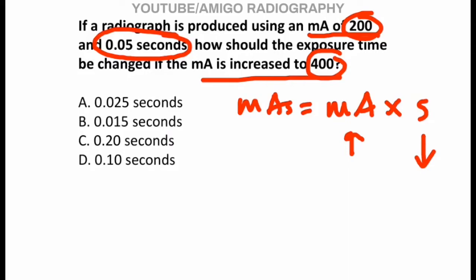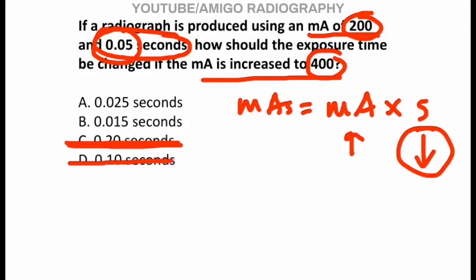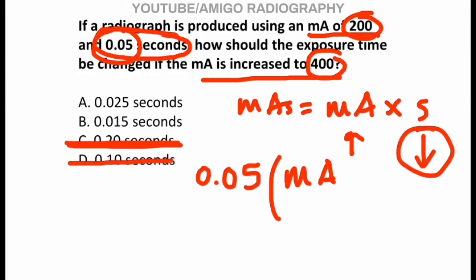If our exposure time must decrease from 0.05 seconds, there's already a few options that we can eliminate. We know that C cannot be correct, and as well D cannot be correct because both of those are larger than 0.05 seconds. There are a few ways to calculate this. The one that I find the easiest is to start with our initial exposure time. Our initial exposure time is 0.05 seconds, but how do we change that so it gives us the correct exposure time? Well, we need to multiply it by a ratio of our MAs.